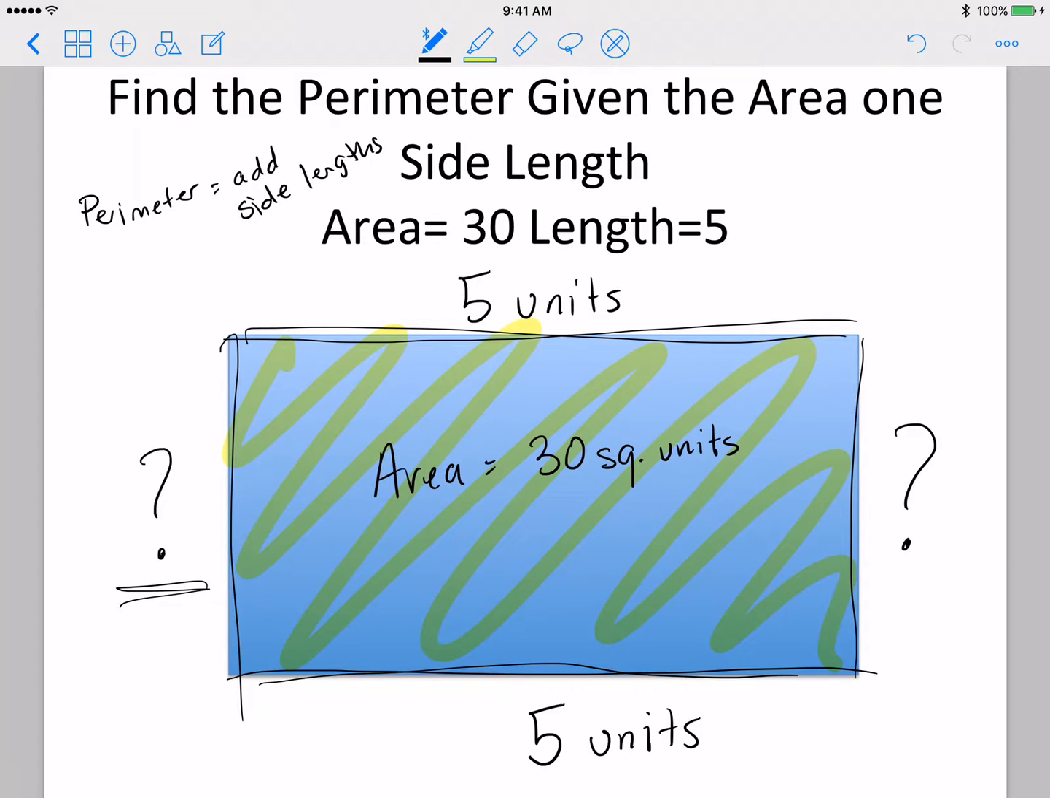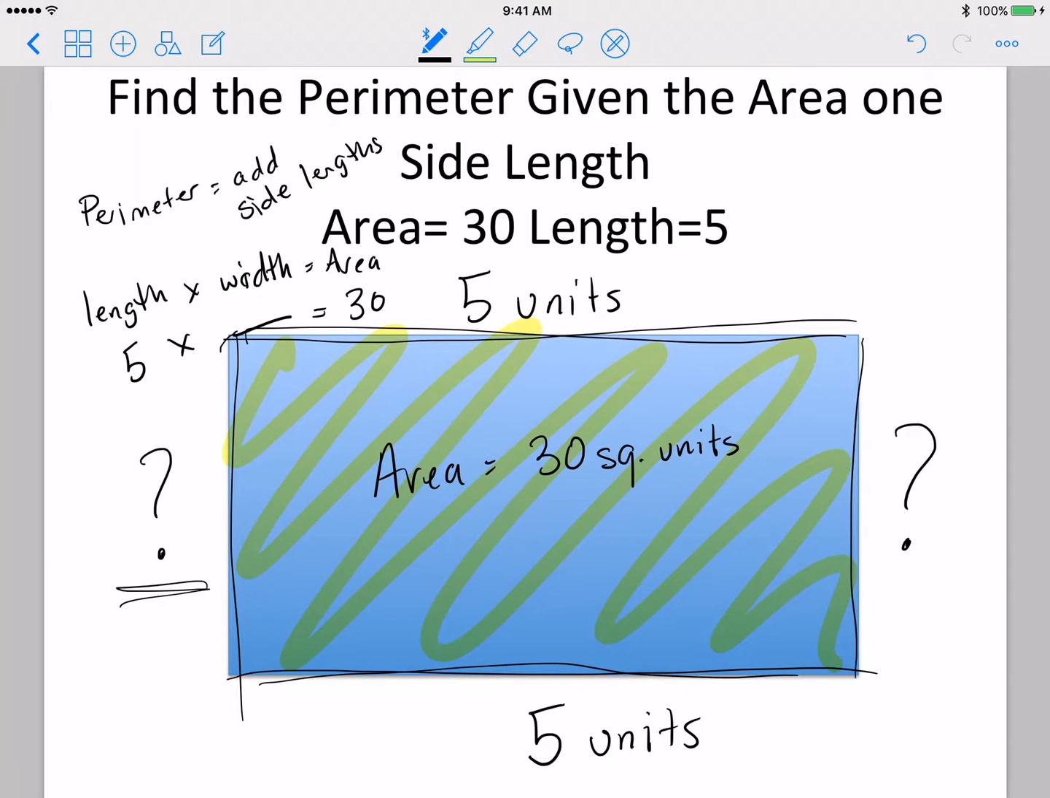Well, we know that area is length times width. So if we fill in the blanks here, we know that our length is 5. So 5 times something is equal to 30, right? We've been practicing these, filling in, finding the missing factor. So 5 times what equals 30?